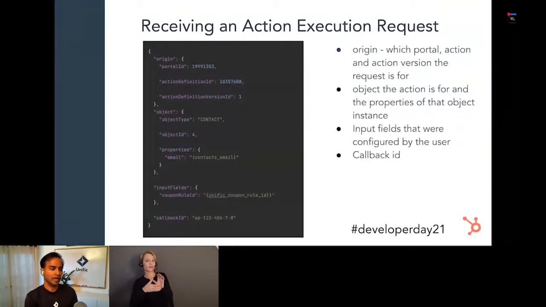Now, when your app receives an execution request, we need to actually run that request. So we need to generate the coupon, create it in Shopify or whichever store you have, and then sync it back into HubSpot. For you to do that, we need to know what portal ID it is, ideally, if you're an app supporting multiple portals. Which action definition is it specifically? Which object is it, and what is the contact's email address? If you're running this for contacts, what is the email address? And of course, the input field. So you need the value that the customer selected. In our example, it was the Halloween discount codes.